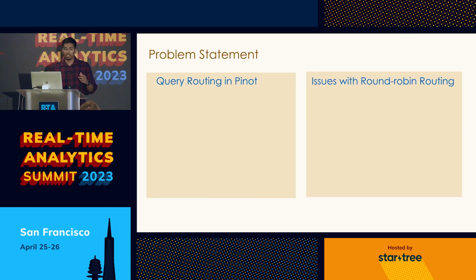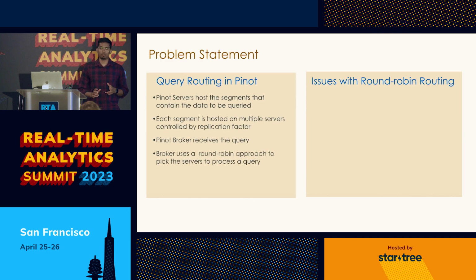Before we jump into the problem statement, let me briefly set up some context about how Pinot processes queries. There are two main components involved in Pinot's query processing. One is the Pinot Broker and the other is the Pinot Server. The Pinot Server hosts the actual data that the tables contain, in the form of segments. And Pinot Broker is the component that receives an incoming query and routes it to these servers in order to process the query.